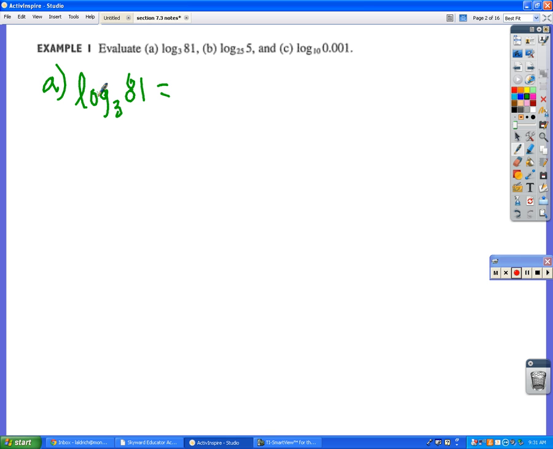Do you know what 3 to the what? How did you do that? Because 3 times 3 is 9, times 3 is 27, so that's actually wrong. It's 4, because 27 times 3 is 81. So yes, at this point we're just going to guess. Okay? Exponent.